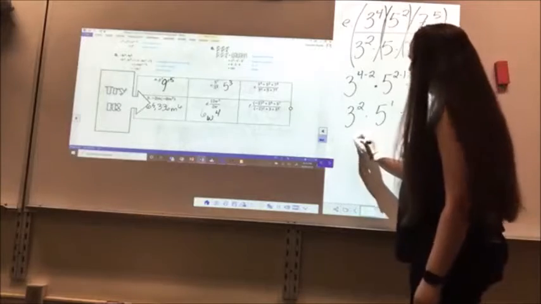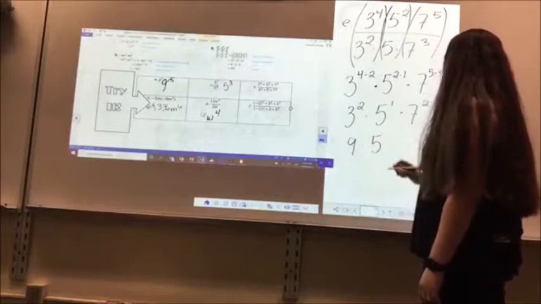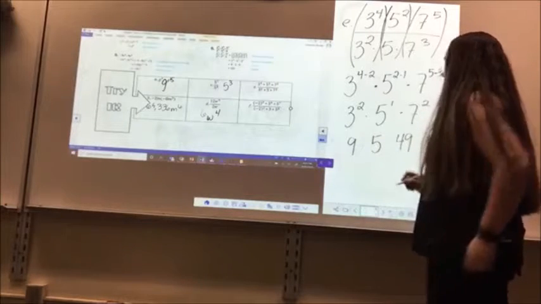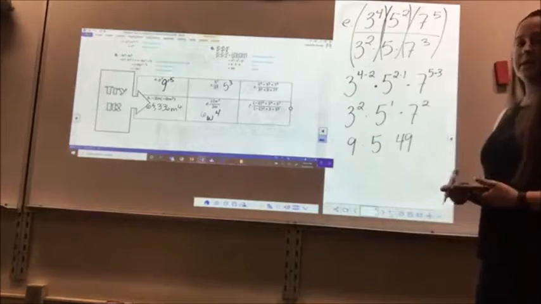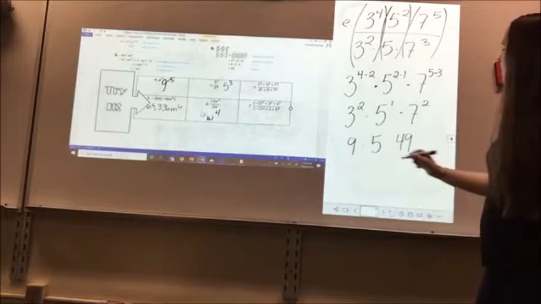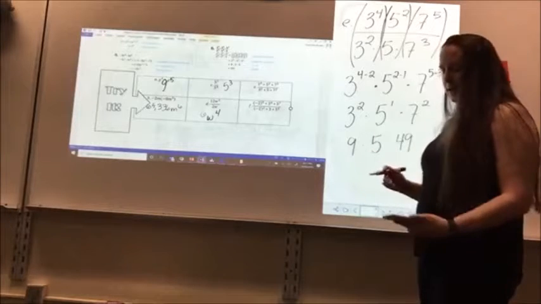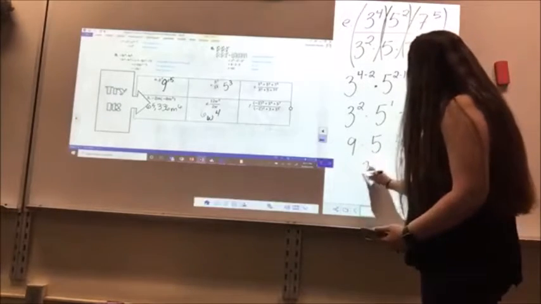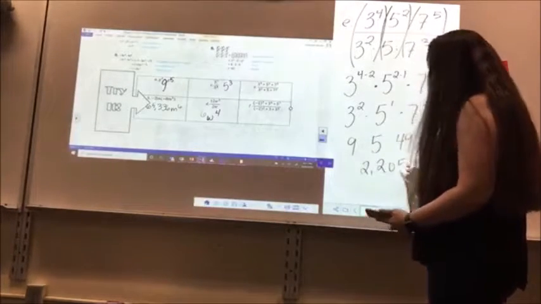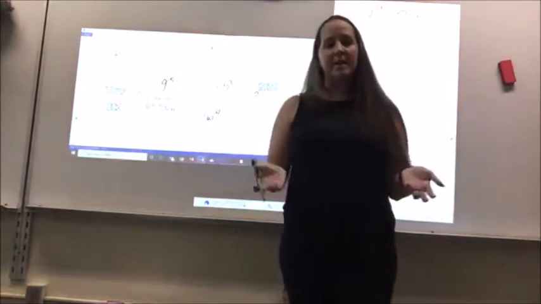Well, 3 squared is 9. 5 to the 1st is 5. 7 squared is 49. When I multiply all these together, 9 times 5 gives me 45, times 49 gives me 2,205. All right, my final try it out problem is F.